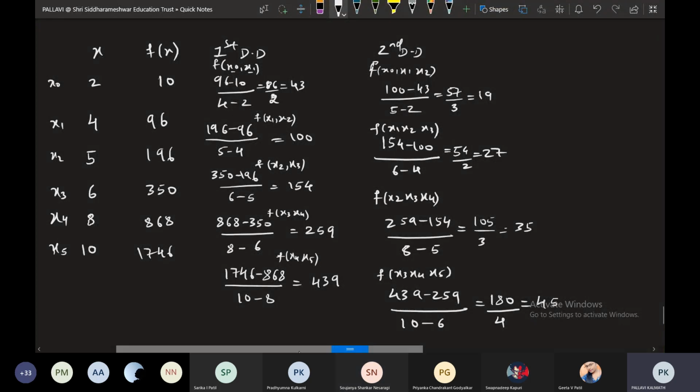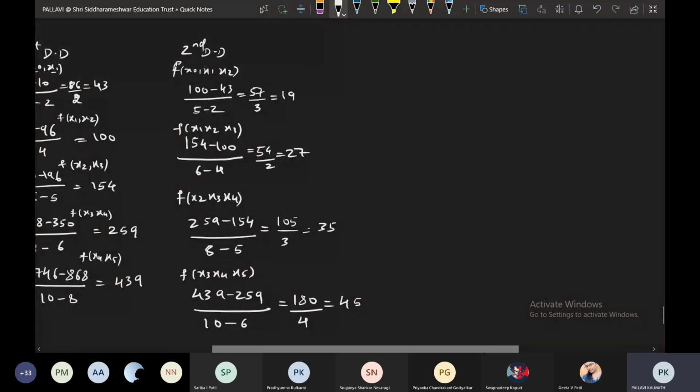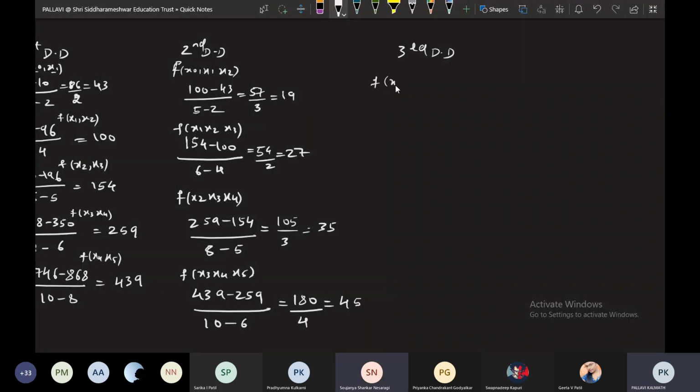You are going to continue this difference until you remain with only one value. So go for the third divided difference. The first value is denoted as x0, x1, x2, x3. So it is 27 minus 19 divided by x3 minus x0. x3 is how much? 6 minus 2. How much will this be? 2.